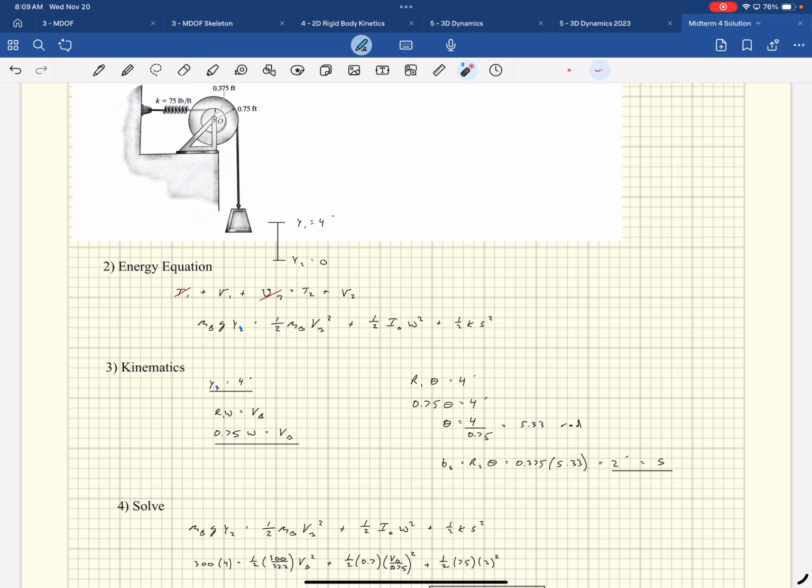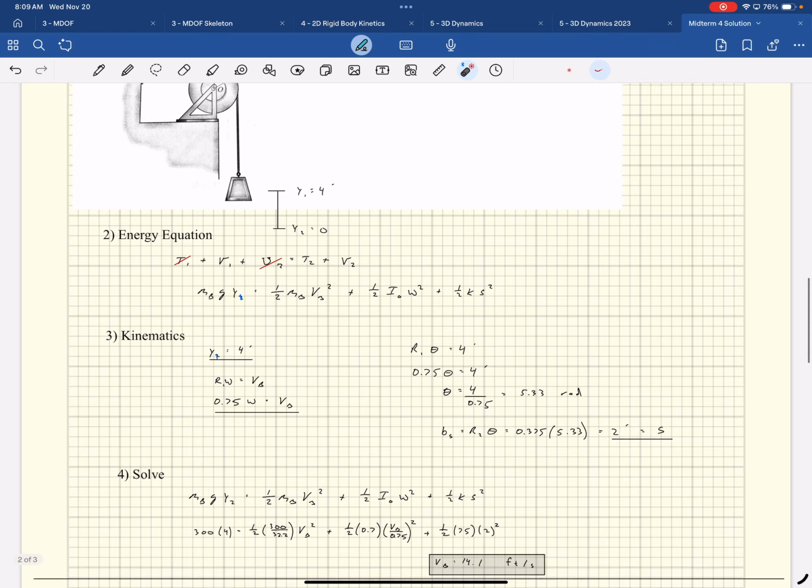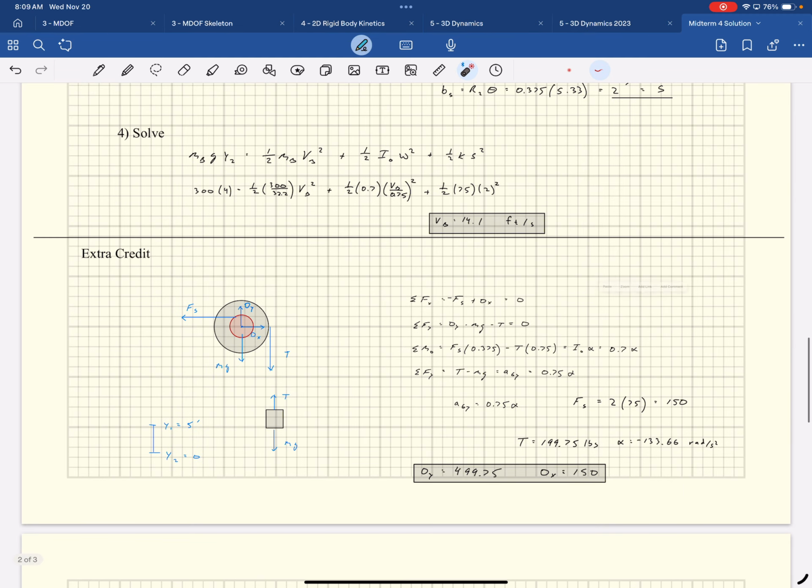Yeah. So the other option was to get VB in terms of omega R, but you kept VB and then just did VB divided by radius. Yep, I could have done it the other way. I could have solved for omega first and then got VB afterwards. Yep, either one works.